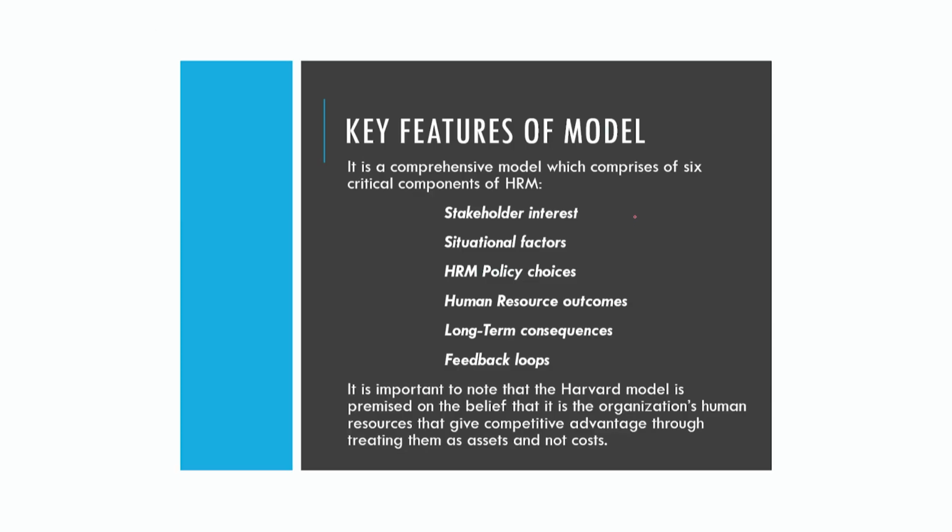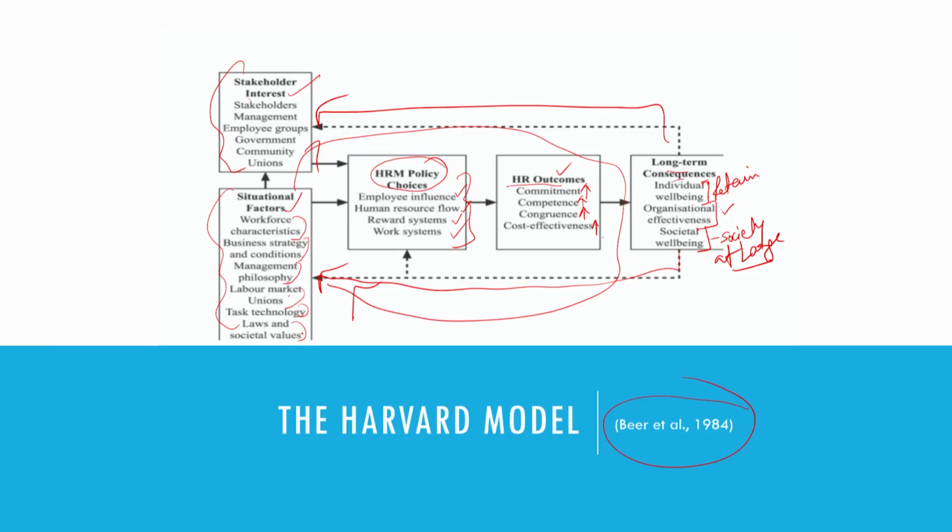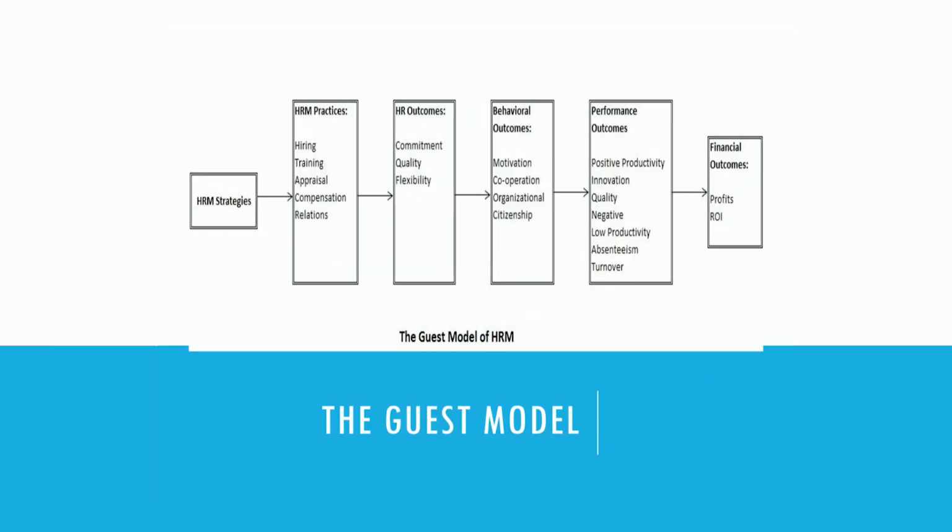So key features we have already discussed. It is also important to note that the Harvard model is premised on the belief that it is the organization's human resources that give competitive advantage, through treating them as assets, not as cost. This is very important. You treat them as asset, not cost, because of treating them as stakeholders and giving them their dues. The next model is the Guest model.